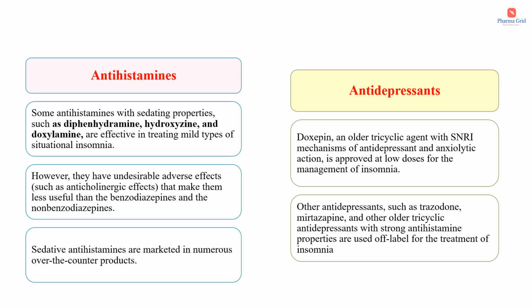Among the antidepressants, doxepin, which is an older tricyclic agent with SNRI, that is serotonin norepinephrine reuptake inhibitor, mechanisms of antidepressant and anxiolytic action, is approved at low doses for the management of insomnia. Other antidepressants such as trazodone, mirtazapine and other tricyclic antidepressants with strong antihistamine properties are used off-label for the treatment of insomnia. So certain sedative antihistamines as well as antidepressants such as doxepin, trazodone, mirtazapine and certain other older tricyclic antidepressants can be used for the treatment of insomnia.